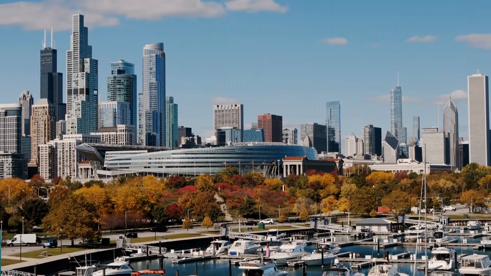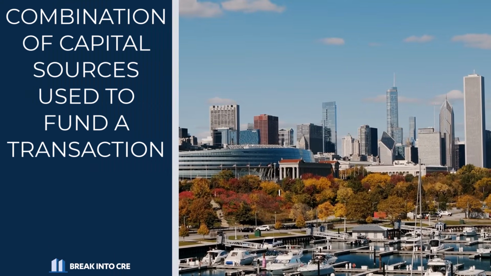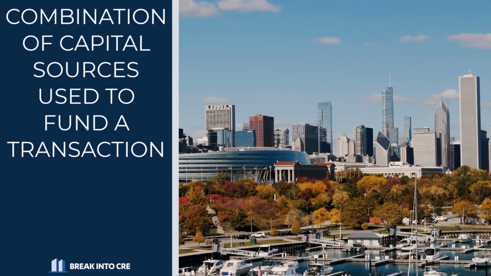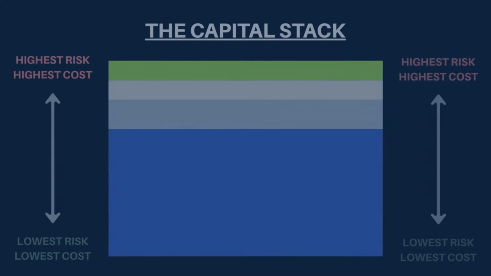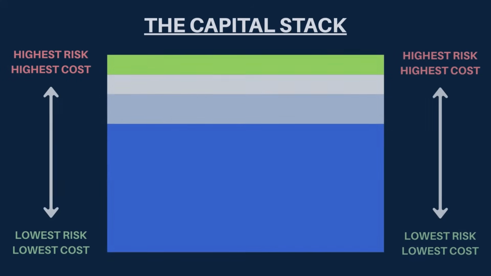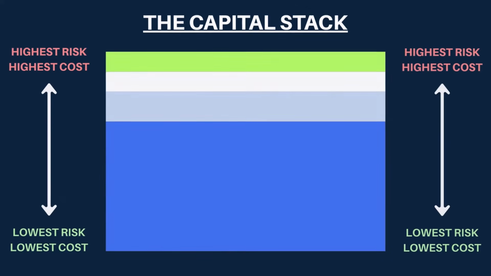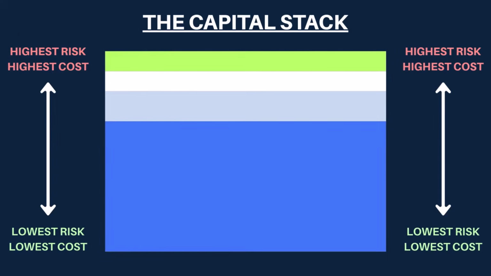So in real estate private equity, the combination of capital sources used to fund a transaction is typically referred to as the capital stack. And each of these sources has its own unique risk levels, interest rates, and monthly payment requirements, with the highest risk and highest cost funding options sitting at the top of the capital stack and the lowest risk and lowest cost funding options sitting at the bottom of the capital stack.